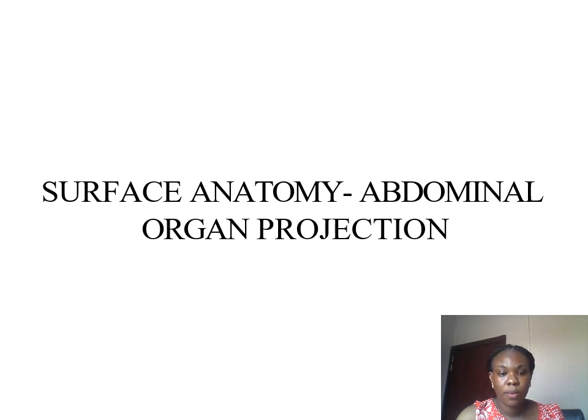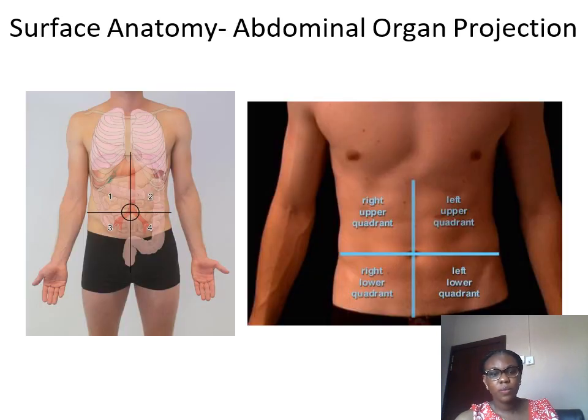Okay, so we'll discuss surface anatomy, abdominal organ projections, how you can project the location of some internal organs from the anterior abdominal wall. Now, the abdomen can be divided into 4 quadrants and 9 regions.